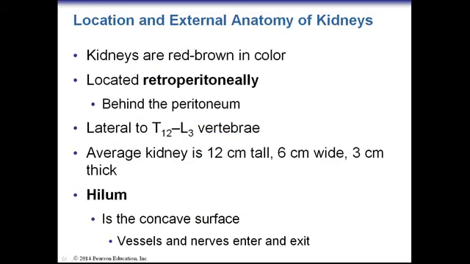The kidneys are reddish brown in color. They're located, as we stated before, retroperitoneally, so they're behind the peritoneum. They're lateral to the T12 to L3 vertebrae, so not exactly covered by ribs, except for one. And again, everyone's a little bit different.